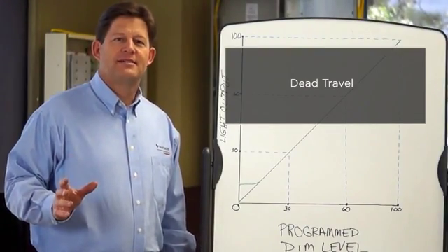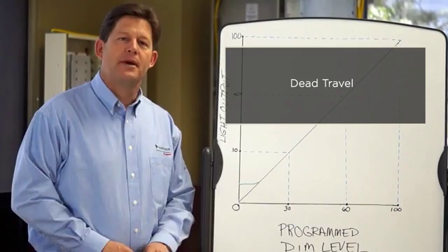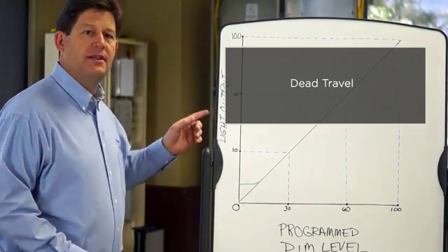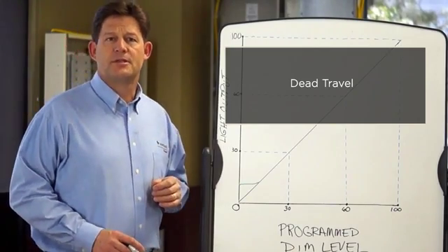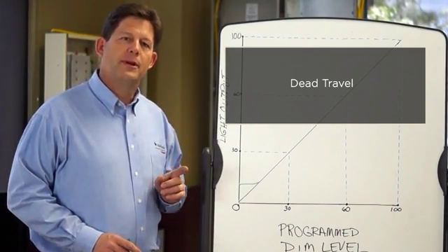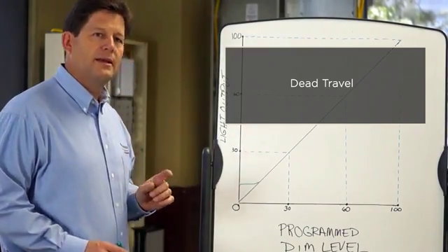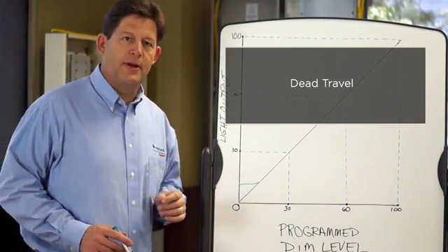Dead travel is the term applied to describing the phenomenon where we make adjustments to the program dimming level and there's no change in the dimming level in the LED light source. This can happen when we reach the dimming floor, but for our discussion, dead travel is typically talked about as exhibited at the top end of the dimming range.